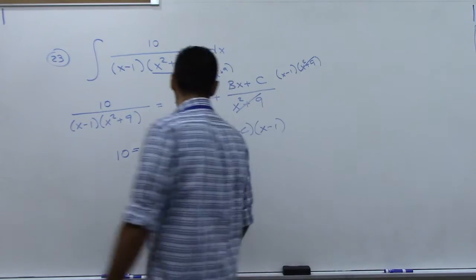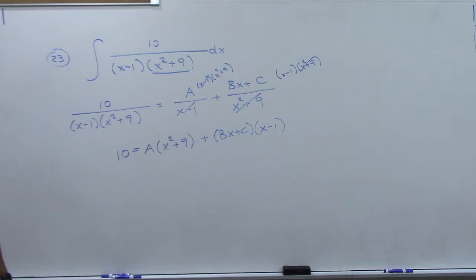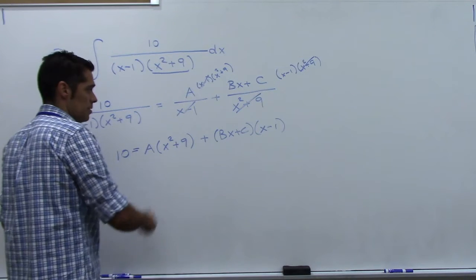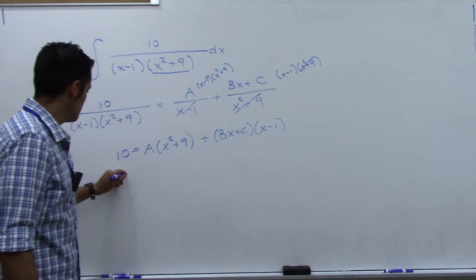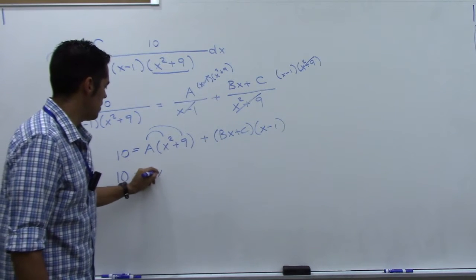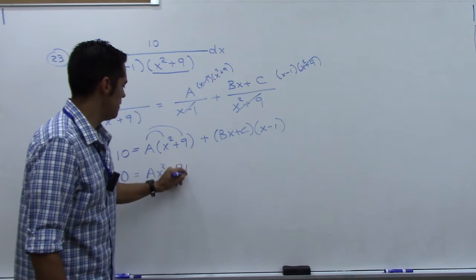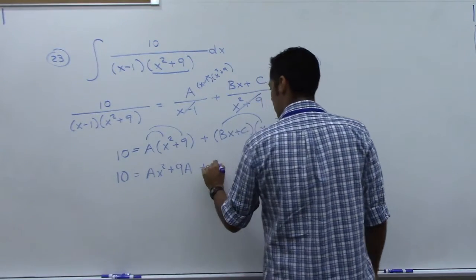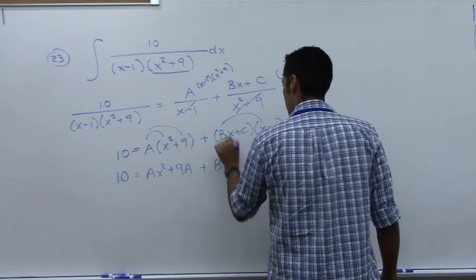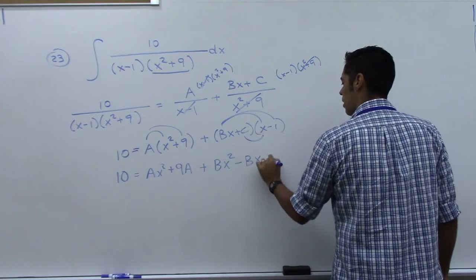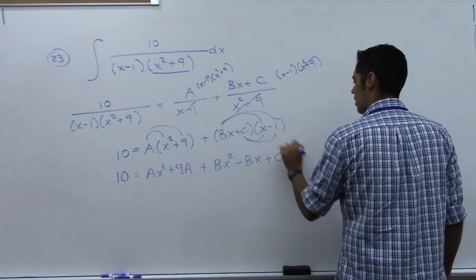And now I don't think it's going to be possible to kill off A. There's no way to make that 0. So I'm going to do the long method, distribute through. So here I just go here, here, Ax squared plus 9A plus over here, Bx squared, here to here, minus Bx, here to here, plus Cx, here to here, minus C.